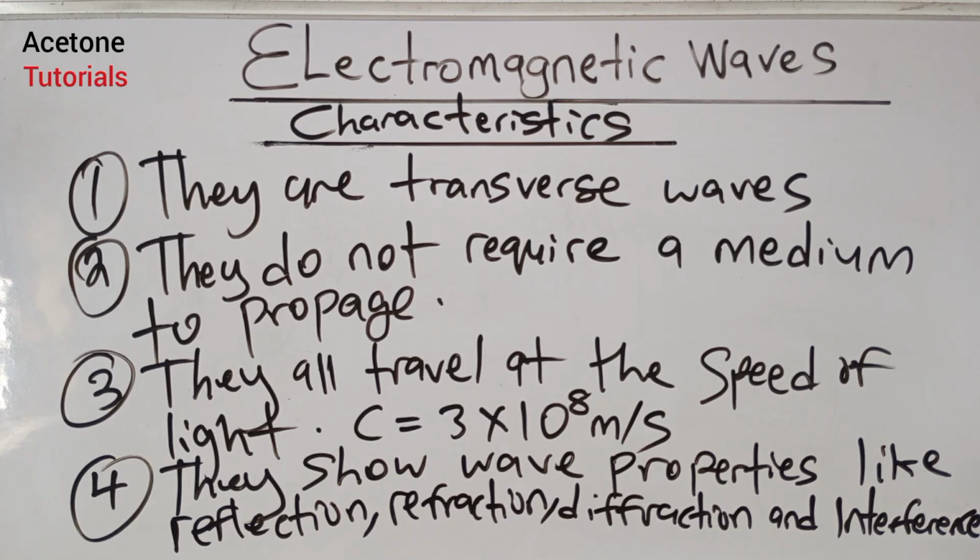So these are the properties of electromagnetic waves. They are transverse waves. They do not require a medium to propagate, so they can travel through a vacuum or empty space. They all travel at the speed of light in vacuum, the value of which is 3 times 10 to the power 8 meter per second. And they show wave properties like reflection, refraction, diffraction, and interference. And also, since they are transverse waves, they exhibit polarization.